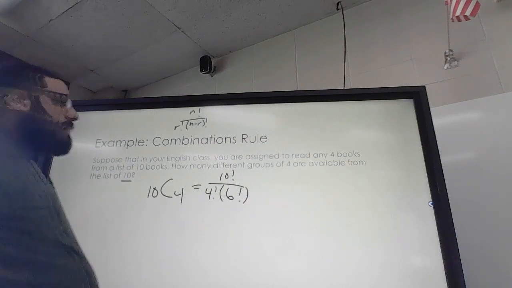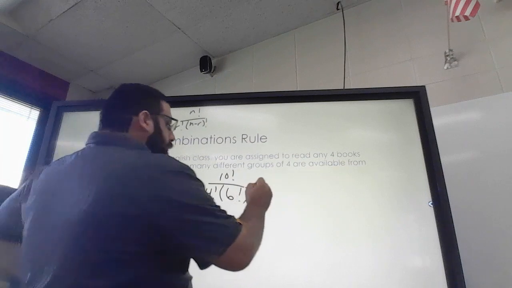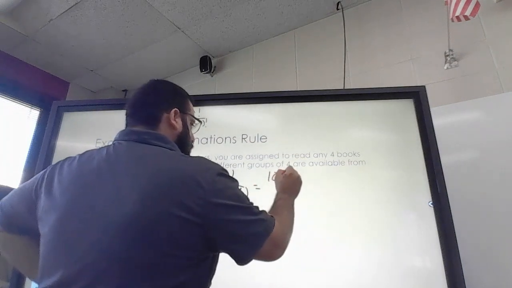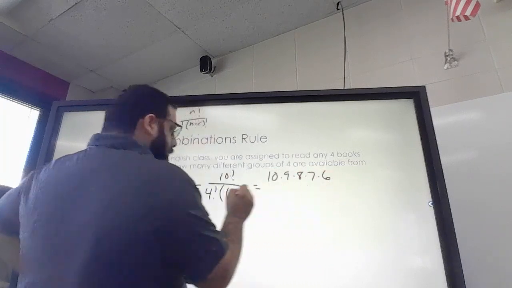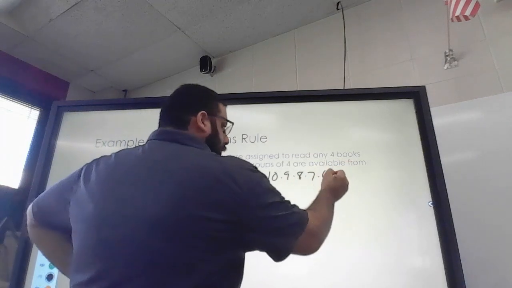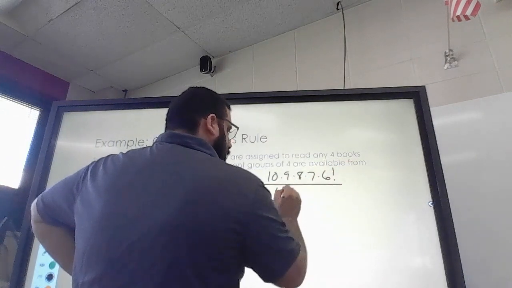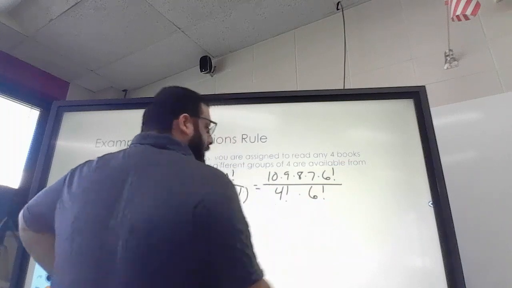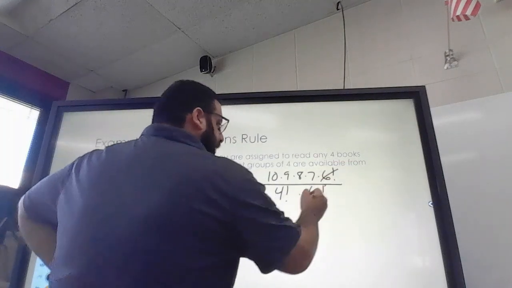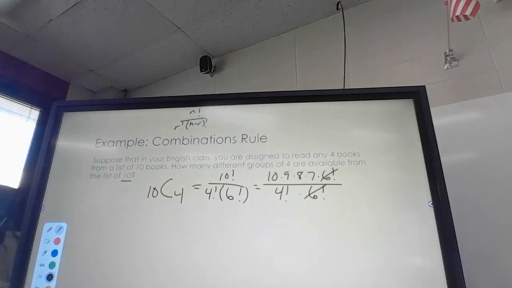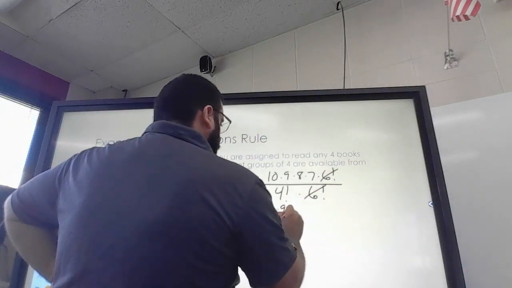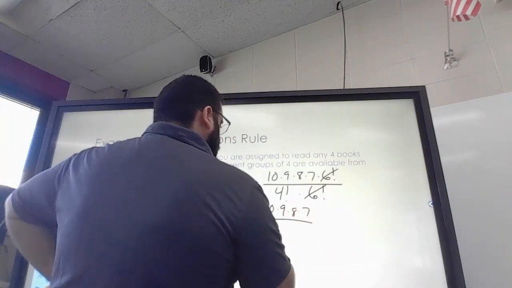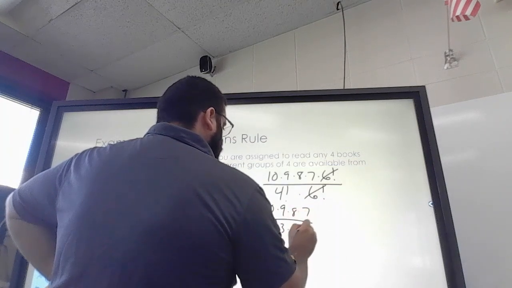So again, if you're doing this by hand, let's rewrite the numerator: 10 times 9 times 8 times 7 times 6. Notice that I have a 6 factorial here, so that's going to cancel out the 6 factorial in the numerator and the denominator. Now I'm also going to expand this: 10 times 9 times 8 times 7 times 4 times 3 times 2 times 1.